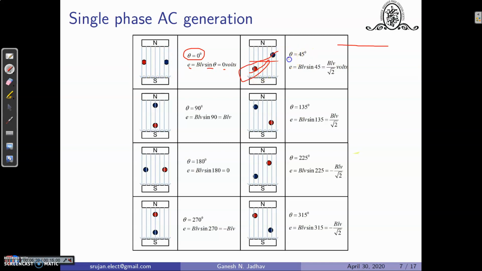If the coil is rotated by 45 degrees, theta is equal to 45, then sine 45 will be 1 upon root 2. So it is equal to BLV upon root 2. Similarly, when theta is equal to 90, sine 90 is equal to 1, then the EMF induced is equal to BLV. This is nothing but the maximum value. Likewise, I can calculate the EMF induced at each position: 0, 45, 90, 135, 180, 225, 270, then 315, and the last one at 360, which is nothing but theta equal to 0 degree.